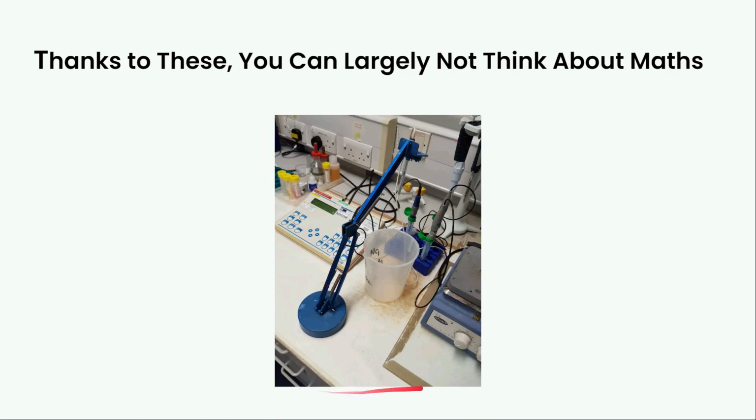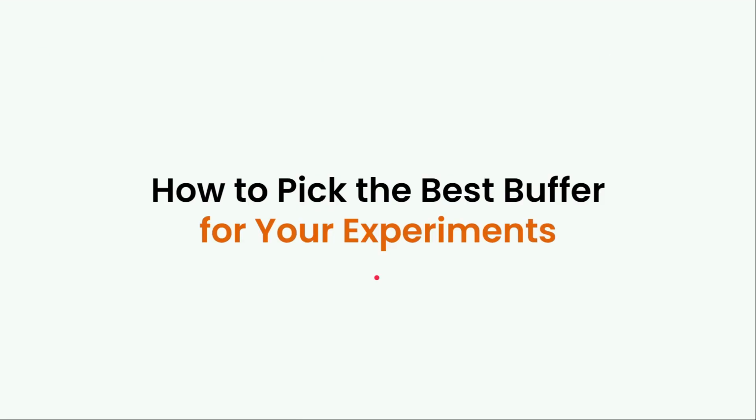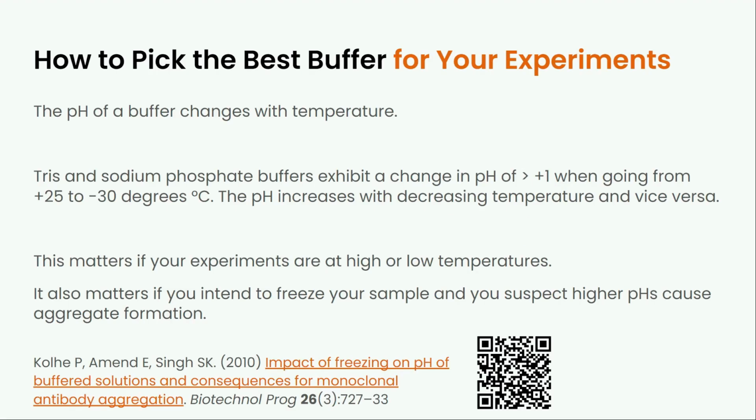So if you understand the Henderson-Hasselbalch equation, you understand buffers, but you never really need to break it out in the lab because thankfully we've got these. So how to pick a buffer for your experiments then, onto something that you probably find a bit more practically useful than what I've just been through. Well, there are some theoretical considerations and then some practical ways you can go about screening candidate buffers.